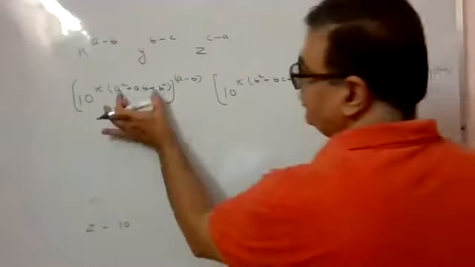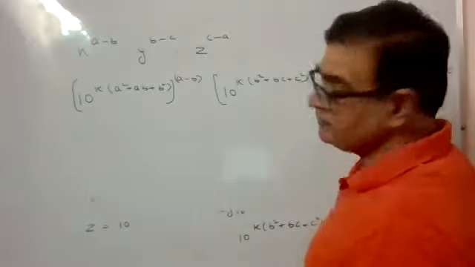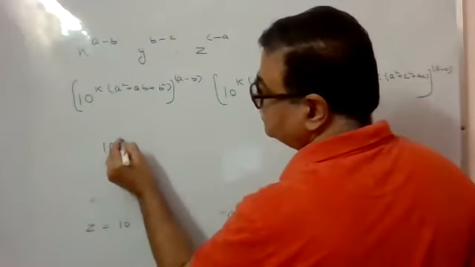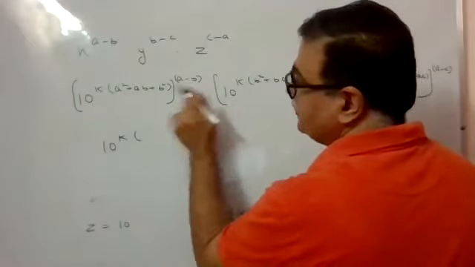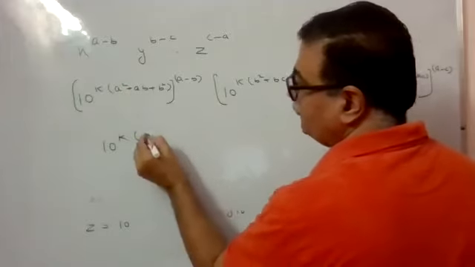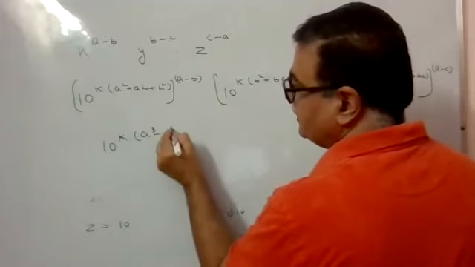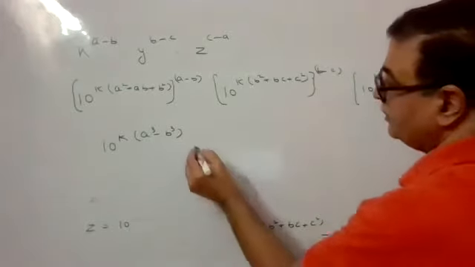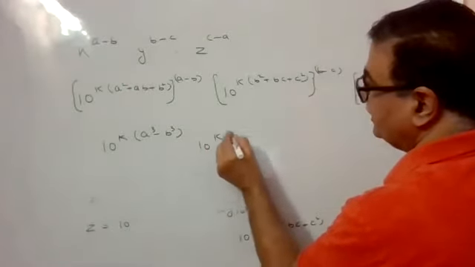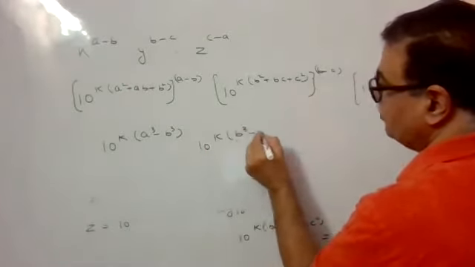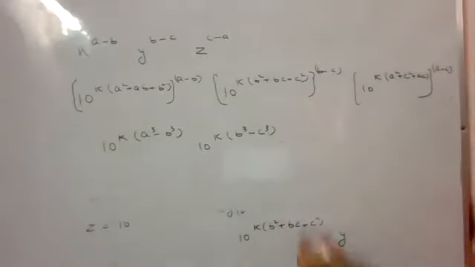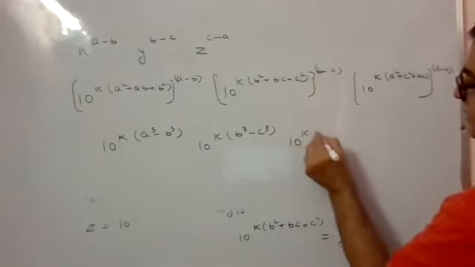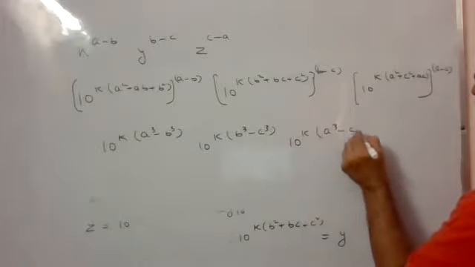Now, will we apply the identity a cube minus b cube formula? Yes, it will be a minus b into a square plus ab plus b square. The formula says a cube minus b cube, into 10 power k times. This will come b cube minus c cube. And that comes out to be 10 power k times c cube minus a cube.